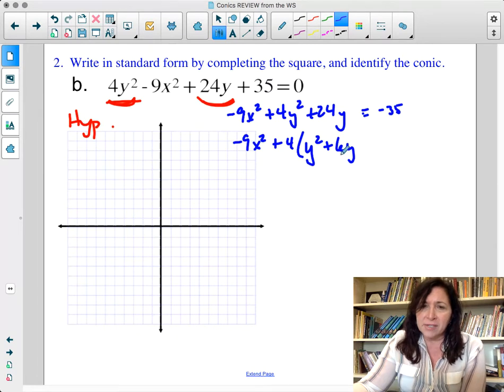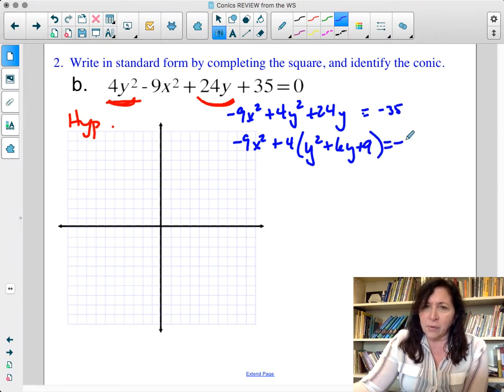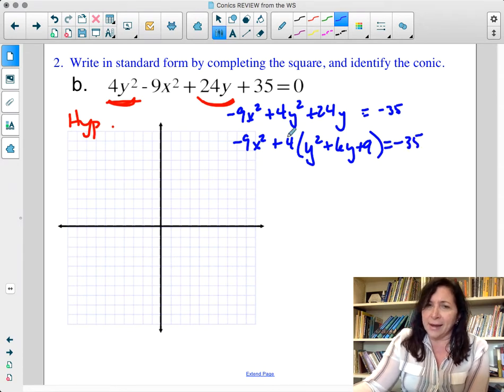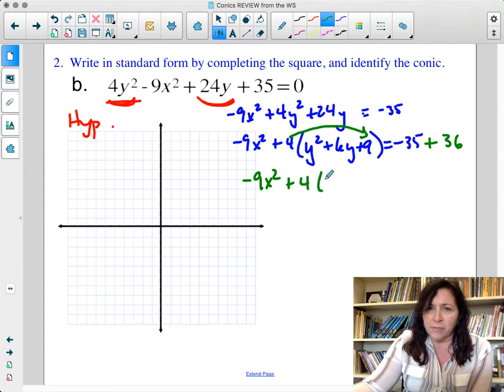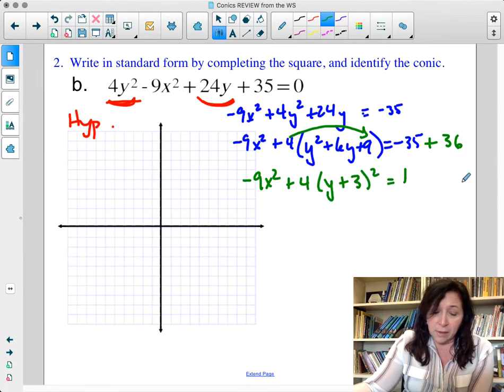So half of 6 is 3. 3 squared is 9. And that equals negative 35. But keep in mind, I didn't add 9. I added 4 times 9, which is plus 36. And so what I have here is, let's see here, negative 9x squared plus 4 times the quantity y plus 3 quantity squared is equal to 1.